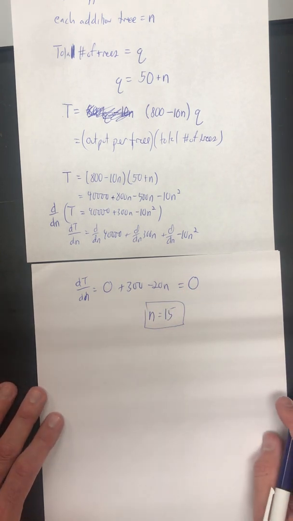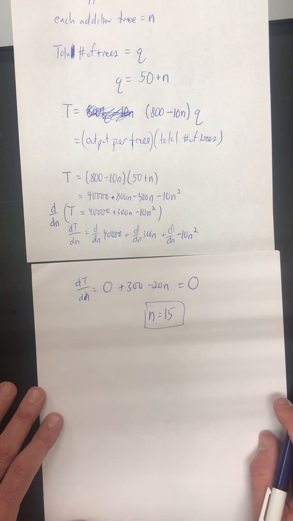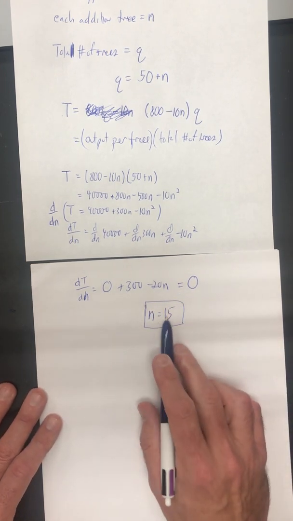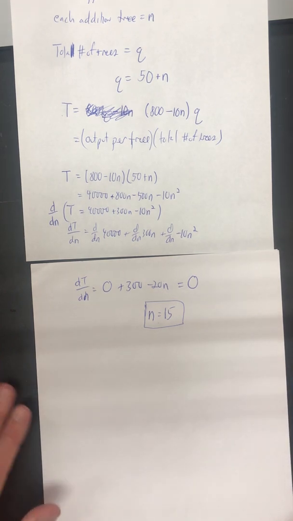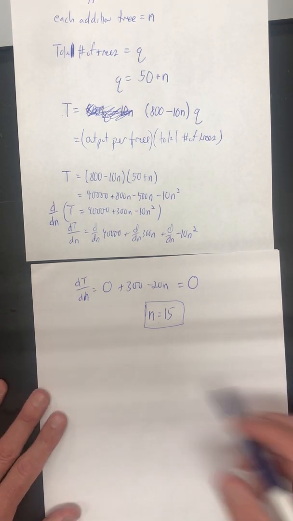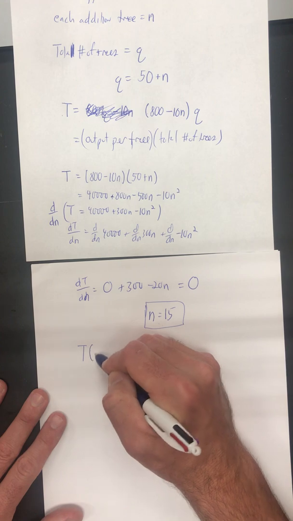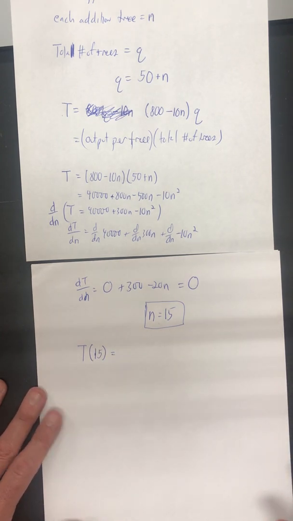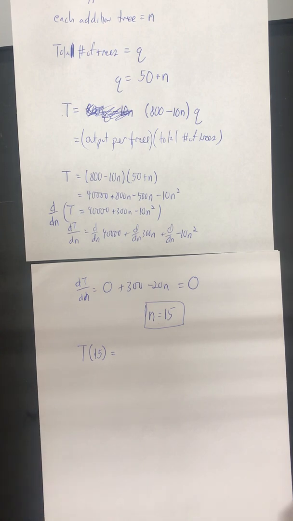Let's see what the question is asking. How many trees should be added? Perfect. So I'm actually done. I should add 15 trees. The question does not ask what is the total maximum output, but that's an easy enough thing to do. I would just do T of 15 and plug that in to find out the total maximum output that I can have.